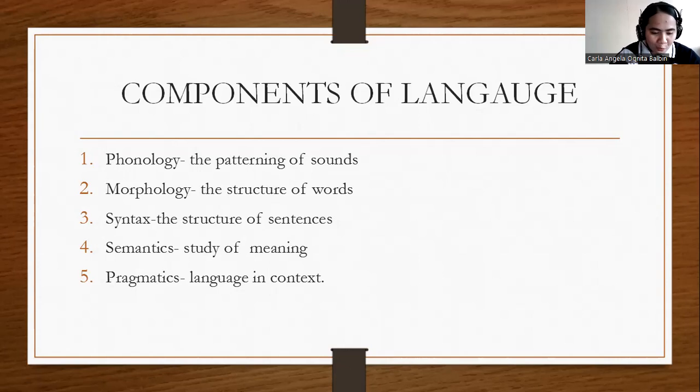So, di ba, the way we speak to our parents is not the same as when we interact with our siblings. Same with our day-to-day conversational style, di ba, it is very different from our language when we are asked to read a storybook to a toddler. So, meaning to say, knowing the difference and what style to use is the essence of pragmatics.